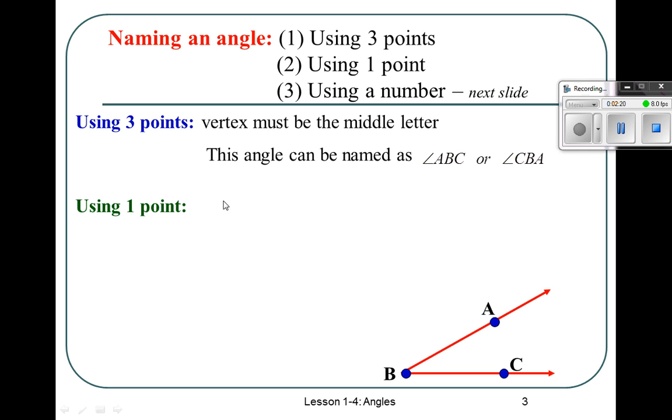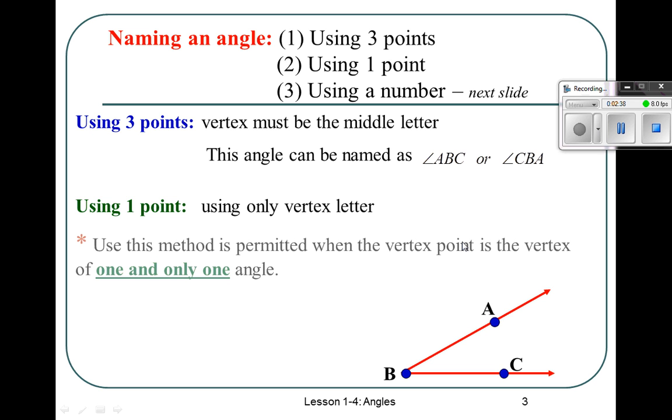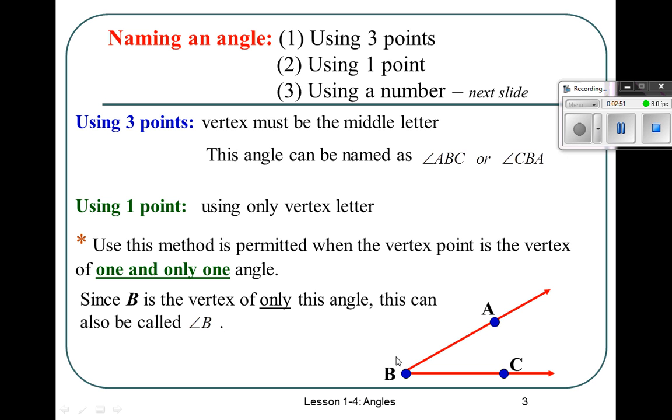We can also name an angle using a single point. Which point do you think we would choose to name this angle? We would use the vertex, because that's the letter that's in the middle. This will come up later, when we have multiple angles that share a vertex, so don't worry about this right now. Okay? So we could call this angle B.